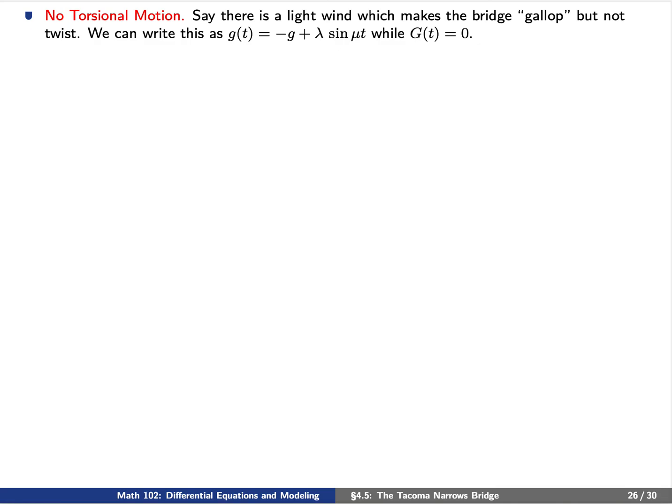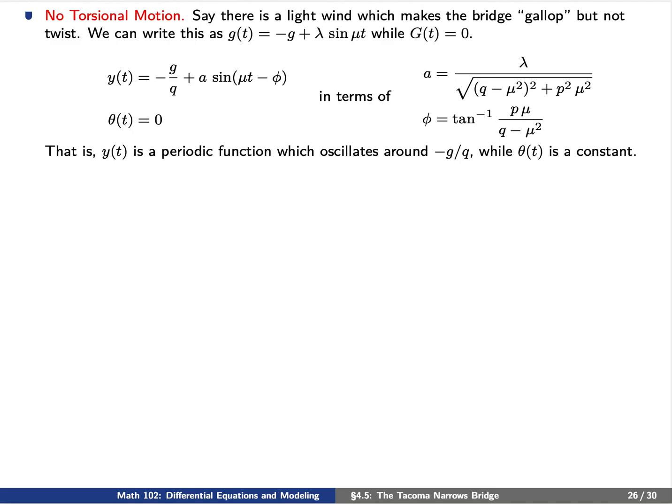There is no twisting. Putting this together, we can then solve the two equations that we mentioned earlier. y of t equals negative g over q plus some amplitude a times sine of mu t minus v, and theta of t is equal to 0. Notice that y of t is now a periodic function which oscillates around negative g over q. This is what happens when we have our bridge, and it will settle a little bit based on gravity. Notice that theta of t is a constant. That is, we have no twisting. This is exactly the situation that we saw with galloping in the first place.